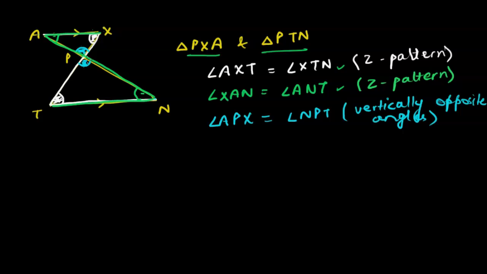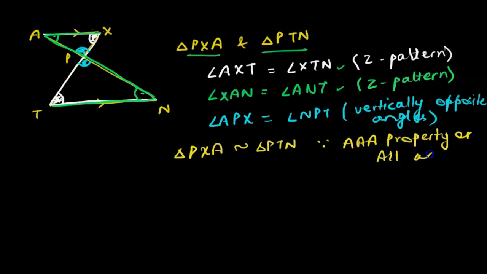Because we know when two triangles have equal corresponding angles, then they are said to be similar triangles. So we can write down triangle PXA is similar to triangle PTN. Reason being AAA property. That means all angles are equal. So AAA means three angles are equal. So we can either write it down as AAA property, or we can write down all angles are equal. This is a because sign, and this is the similarity sign between the two triangles.